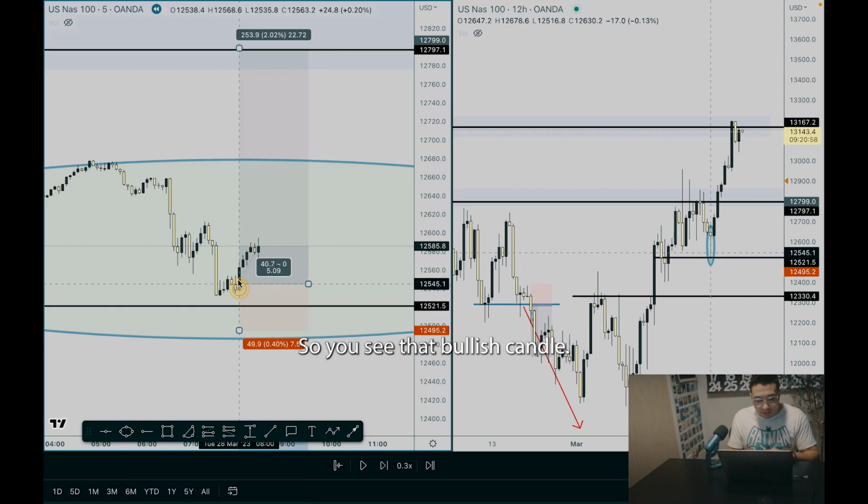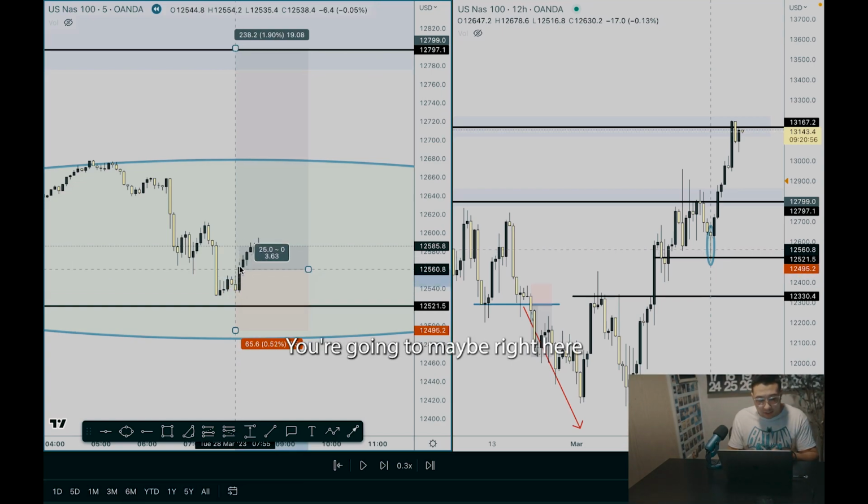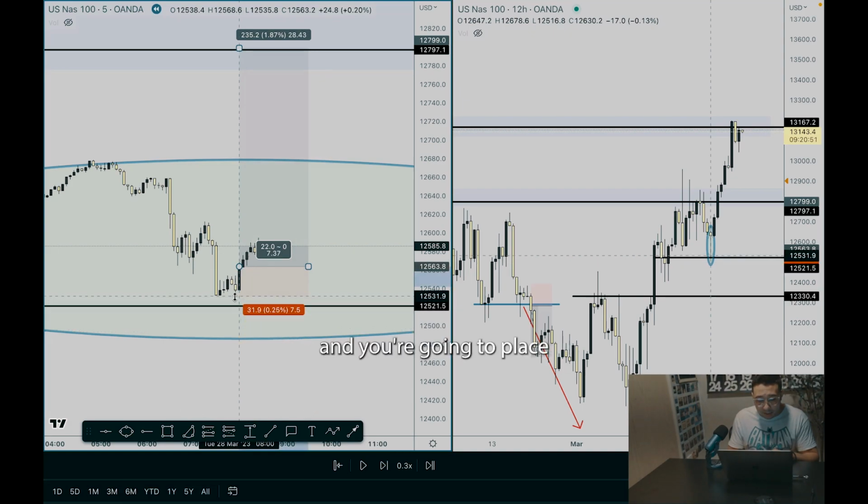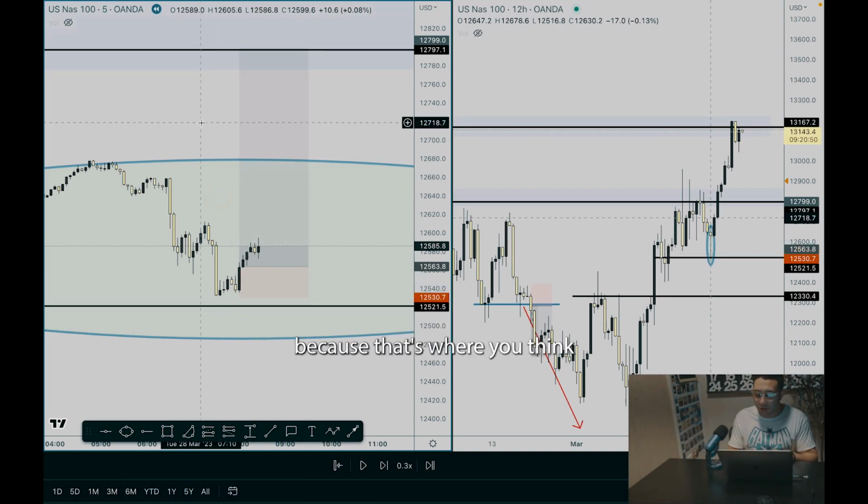So you see that bullish candle. You're going to maybe enter right here on the next one. You're like, all right, I caught the low. It's going. And you're going to place your stop loss right below that low point because that's where you think the low is. And there's nothing wrong with that. That's what you should be doing, but it's about timing and where you entered at and if price already swept liquidity or not.